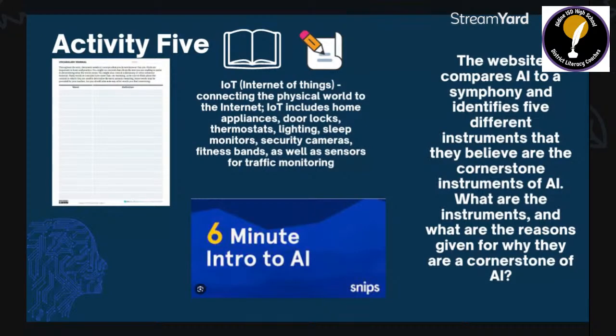In the next activity, students add the term IoT, or Internet of Things, to their vocabulary journal, and the definition is there in the middle of the screen. Next, they read a 6-minute intro to AI as a whole class, focusing on the questions on the right side of the screen.